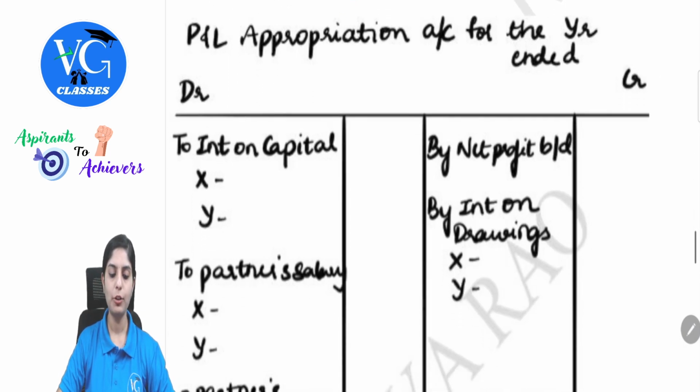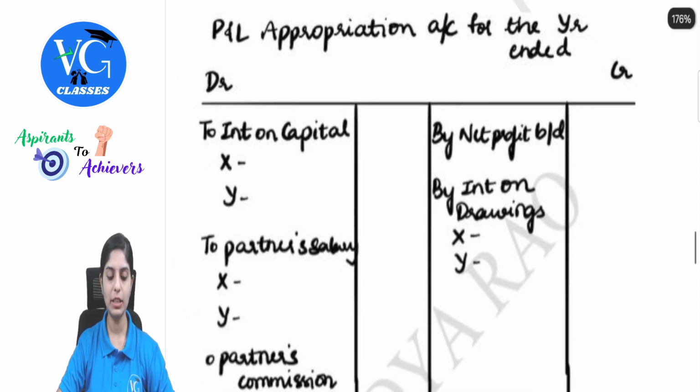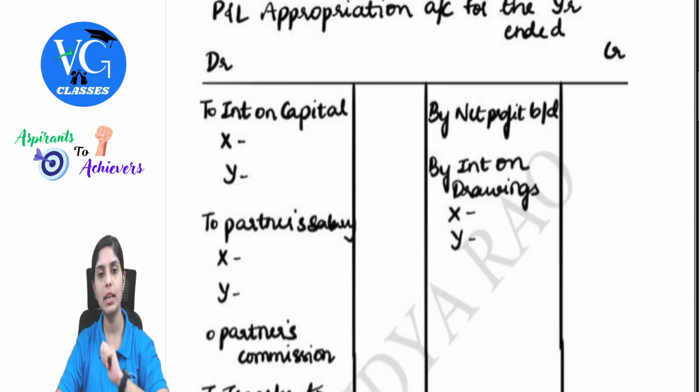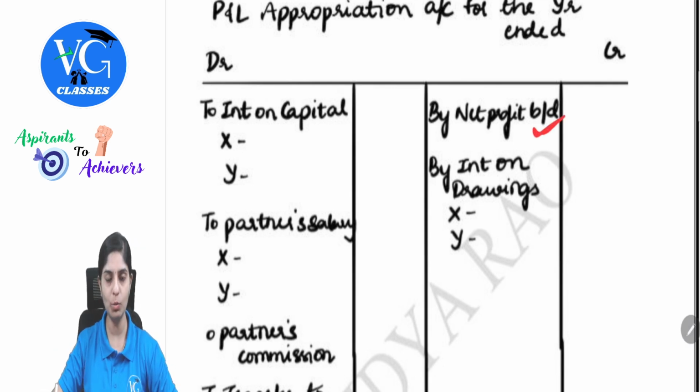This is a format for your profit and loss appropriation account. That is, whatever points we discussed till now, this is how it will be presented. As step 1 we saw, net profit will be carried down in P&L. We will first bring it forward here by net profit brought down. This is how we open the account.